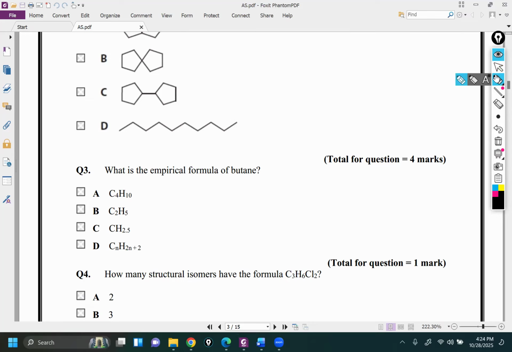Question number 3, what is the empirical formula of butane? It's a simple question. Butane is C4H10. So the empirical formula, the simplest ratio, will be C2H5. Correct option is option B.